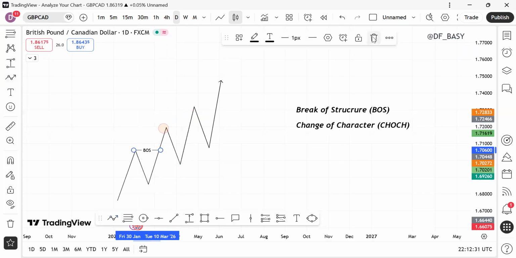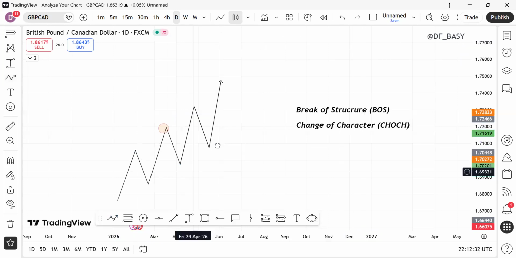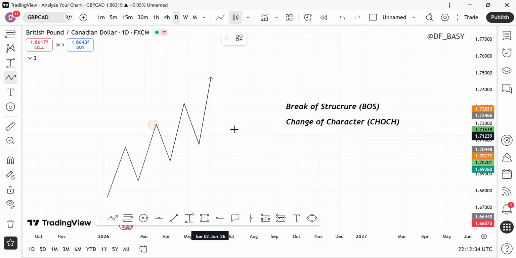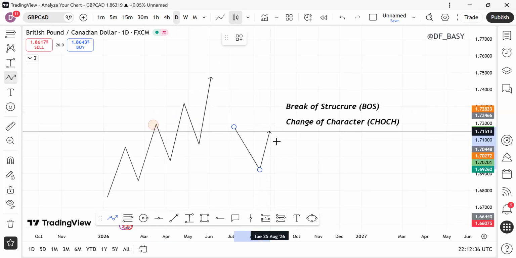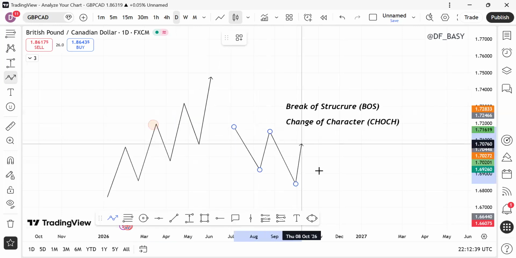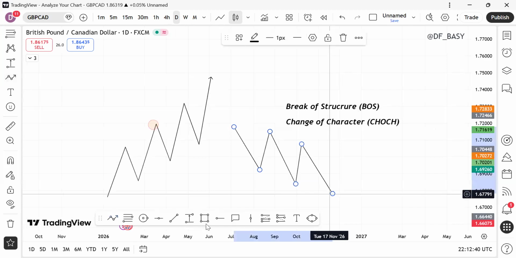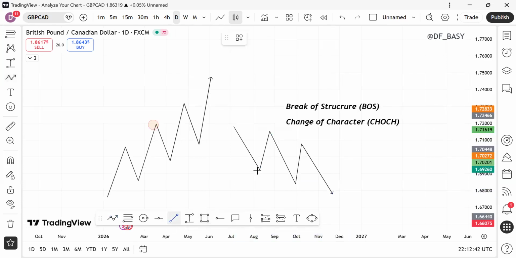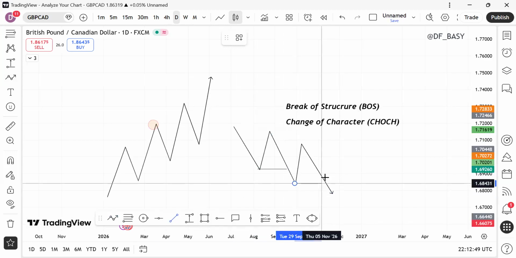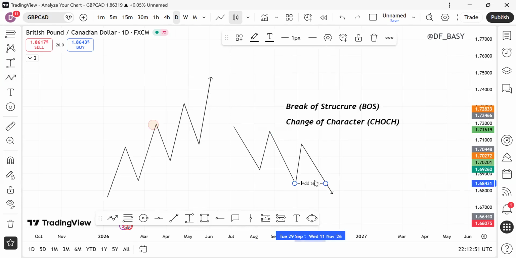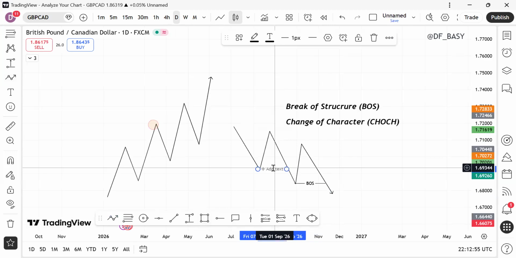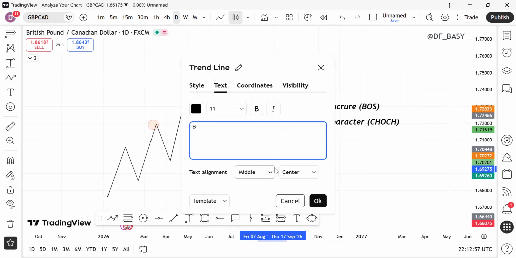Now, in a downtrend, it's the same thing. Market is breaking structure to the downside. When you have this, market is breaking structure to the downside. Series of break of structure, breaking structure to the downside, breaking structure to the downside. We have the BOS, you have the BOS.